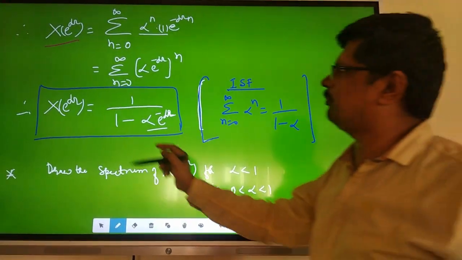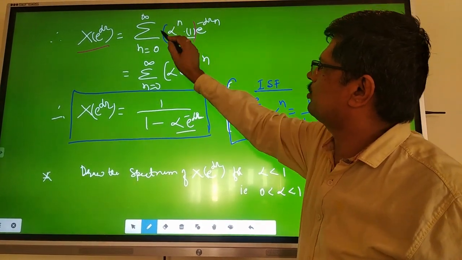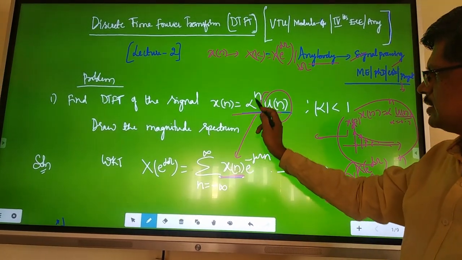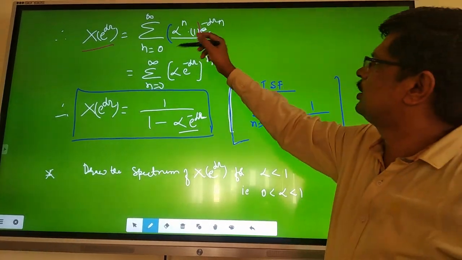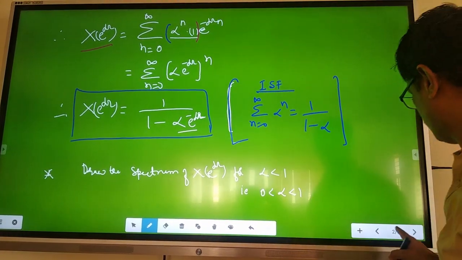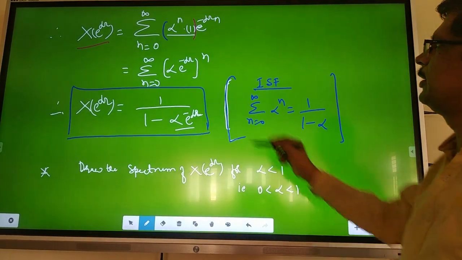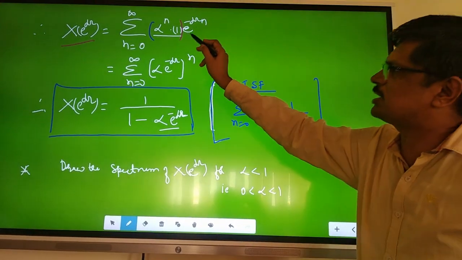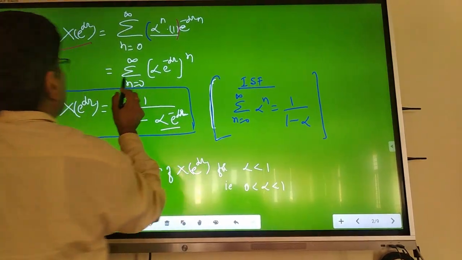Therefore, your summation starts from 0 to infinity instead of minus infinity, and your input is alpha to the power n into 1, u of n. See this? Alpha to the power n is alpha to the power n, u of n is 1. Right? Therefore, that is the input. e power minus j omega n is there in the formula, and e power minus j omega n is nothing but cos omega n minus j sin omega n. Later we will see this.